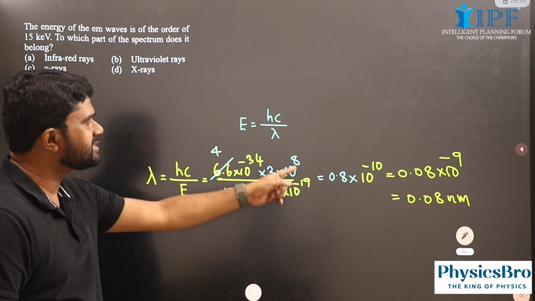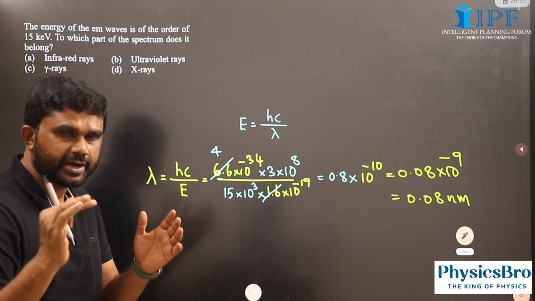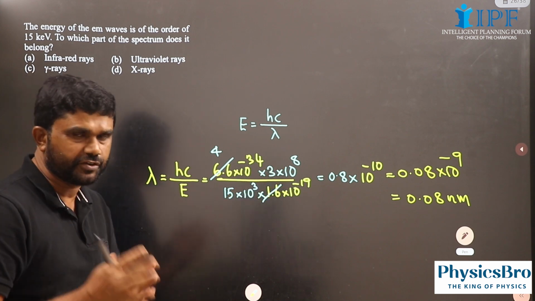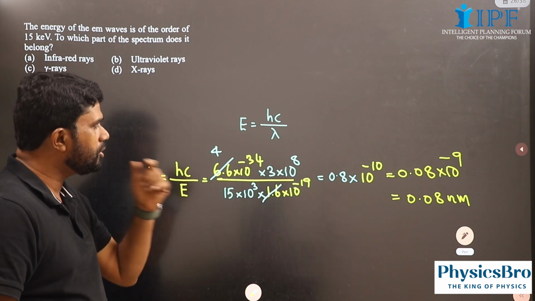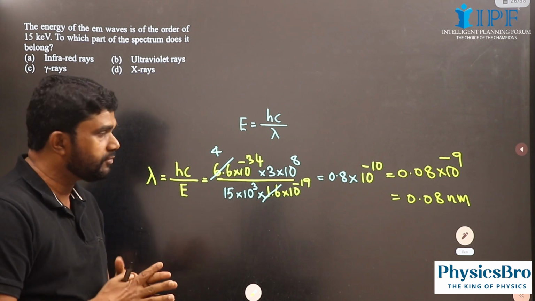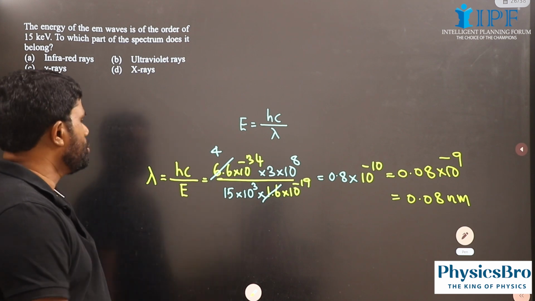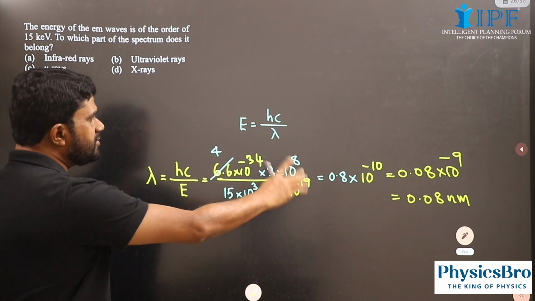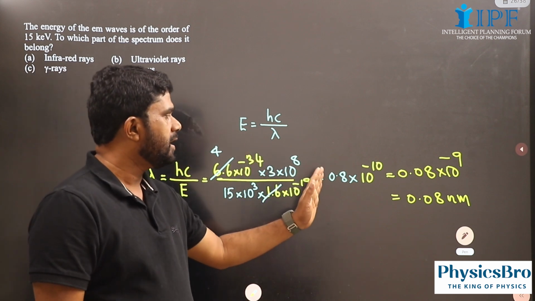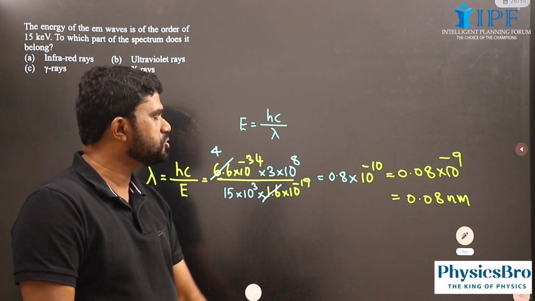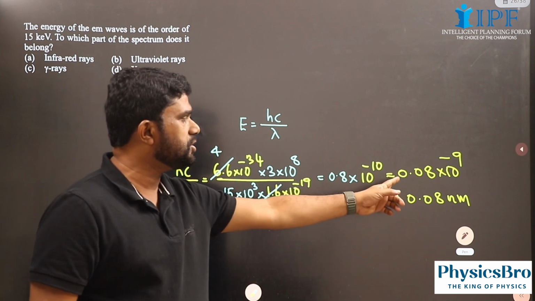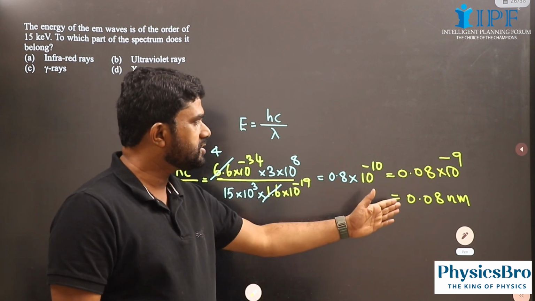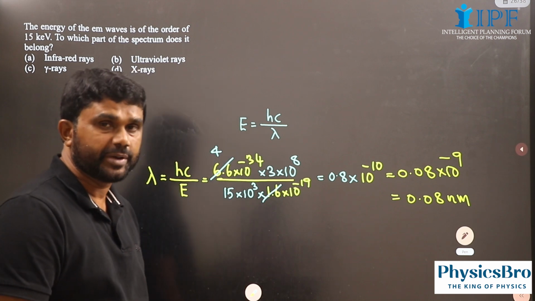10 raised to minus 16, when taken to the numerator, will become 10 raised to plus 16, and 10 raised to 8, that is 10 raised to 24. 10 raised to 24 into 10 raised to minus 34 will give you 10 raised to minus 10. And 3 by 15, that is 5. 4 by 5 is 0.8. So this is 0.8 into 10 raised to minus 10, or let us say 0.08 into 10 raised to minus 9, or it is 0.08 nanometer.